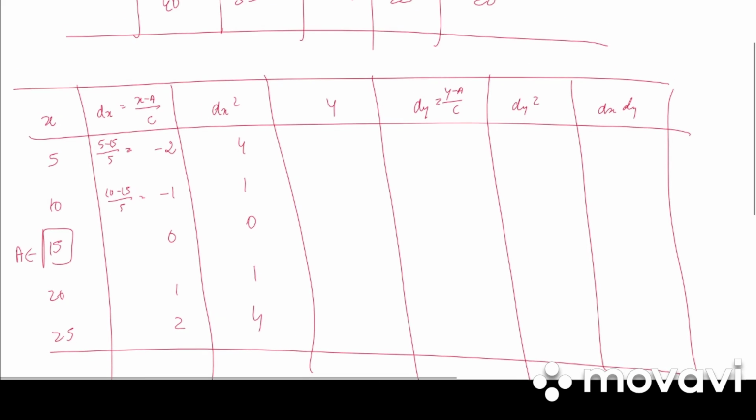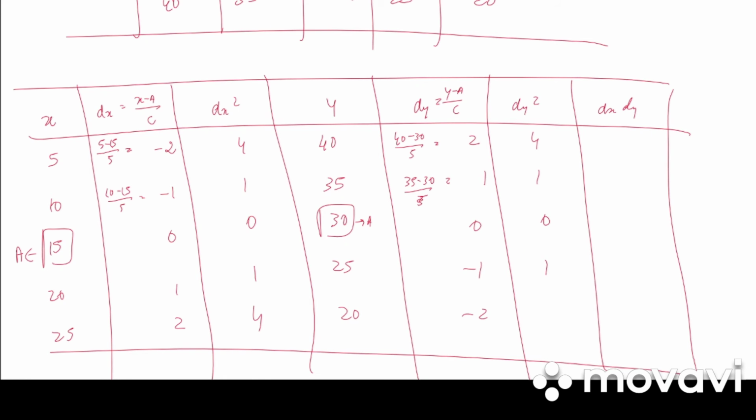Y values are given in the question: 40, 35, 30, 25, 20. Next we have dy, that is y minus a divided by c. So the assumed mean will be 30, and c will be 5. So it is 40 minus 30 divided by 5, that is 2. 35 minus 30 divided by 5 is 1. Then 0, minus 1, minus 2. And dy square is 4, 1, 0, 1, 4.